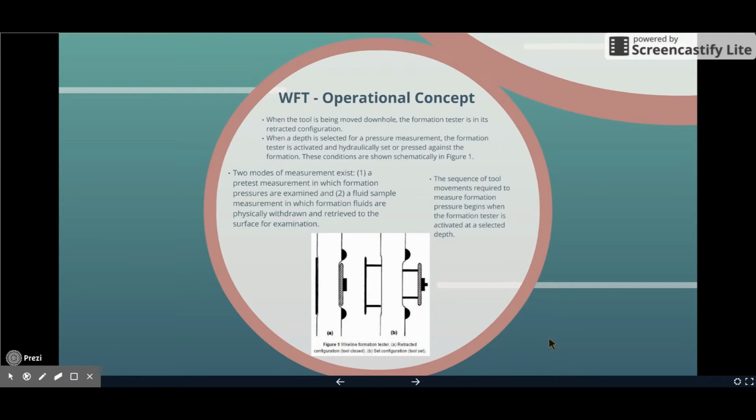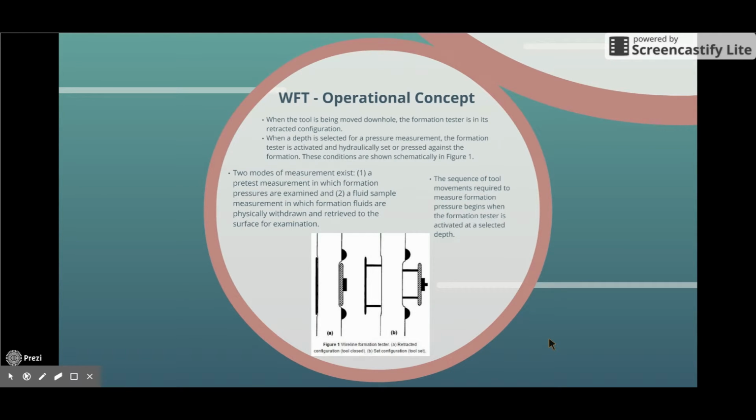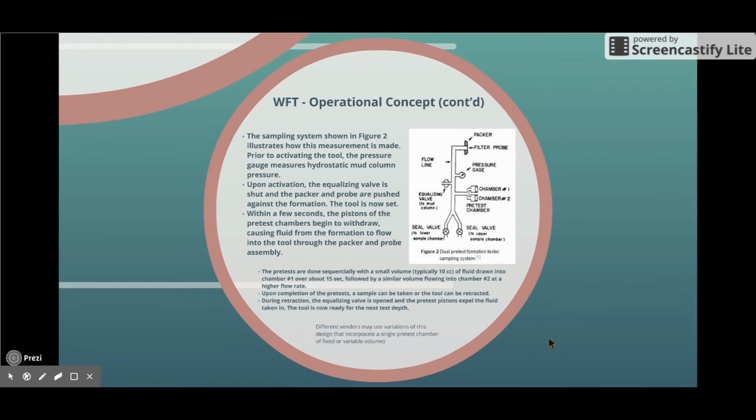The sequence of tool movement required to measure formation pressure begins when the formation tester is activated at a selected depth. The sampling system shown in Figure 2 illustrates how this measurement is made. Prior to activating the tool, the pressure gauge measures hydrostatic mud column pressure. Upon activation, the equalizing valve is shut, the packer and the probe are pushed against the formation. The tool is now set.